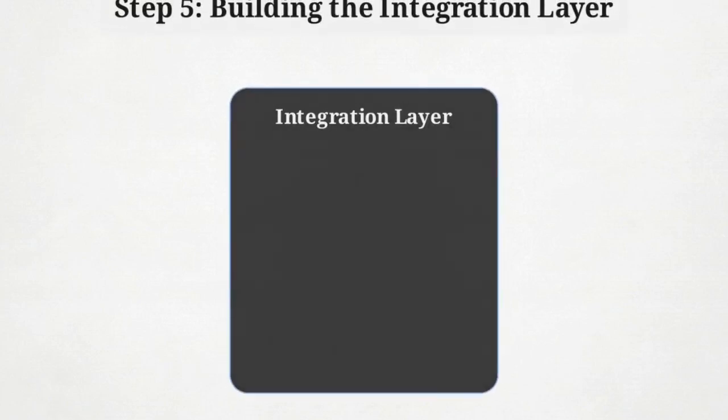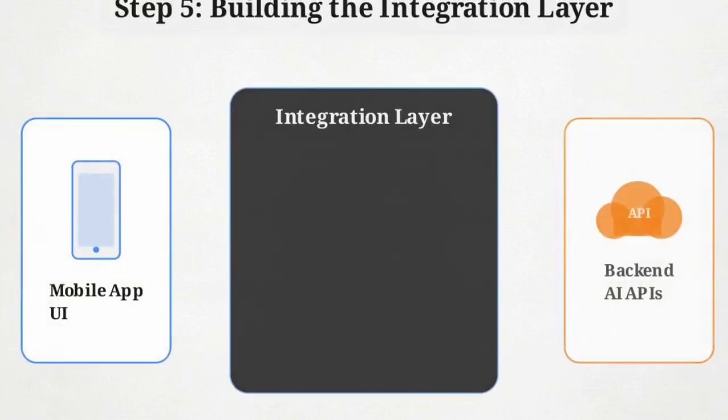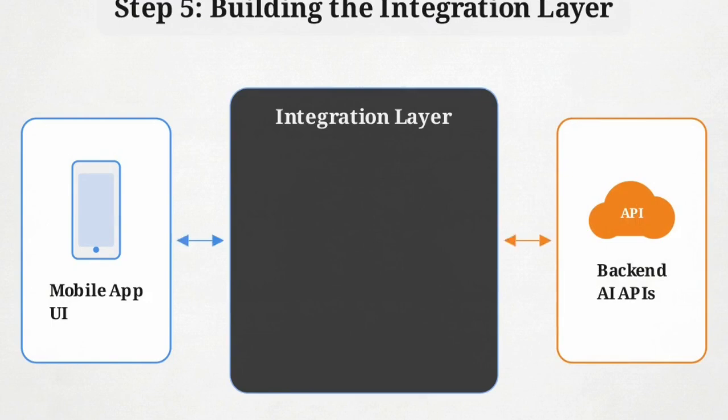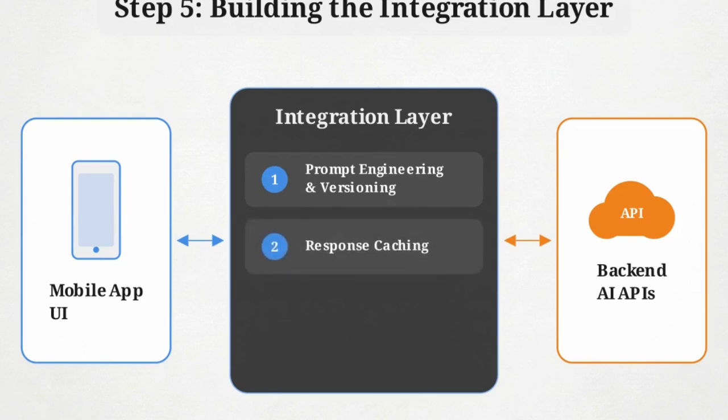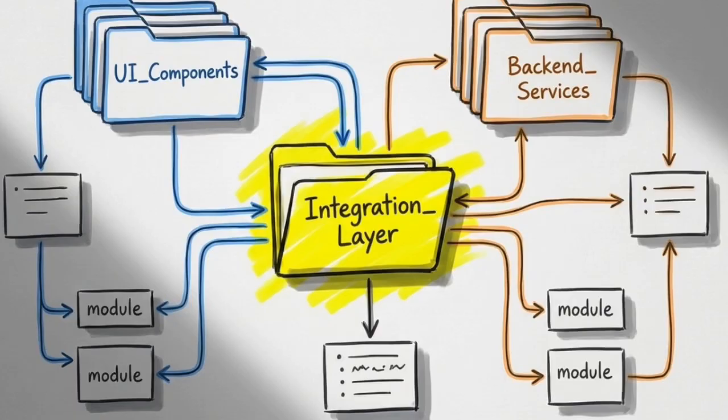Step 5. Building the integration layer. This diagram shows a structural buffer placed directly between your mobile app UI and the backend APIs. This layer has 3 mandatory jobs: managing prompt versioning, caching responses to lower costs, and executing fallback logic if APIs fail. Isolating these functions within a dedicated integration layer prevents AI calls from scattering throughout your codebase. It ensures your application remains maintainable at scale.